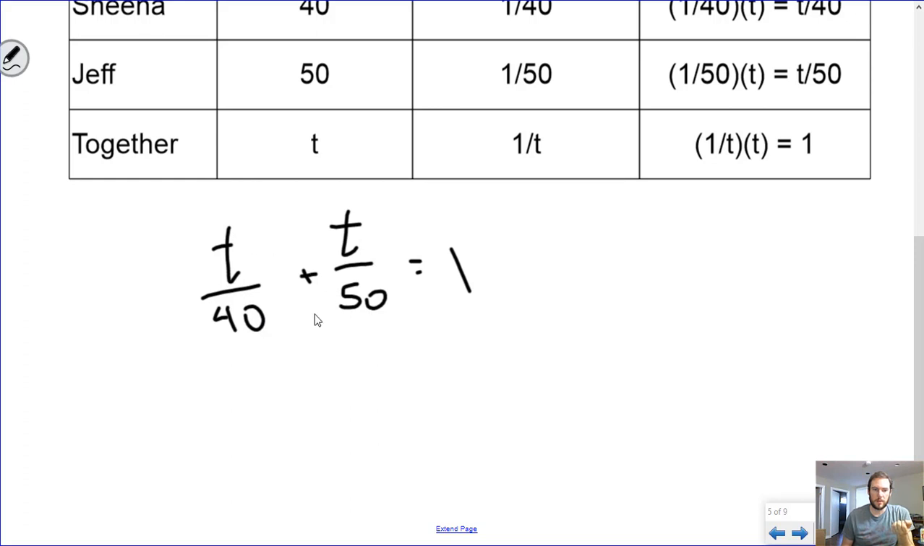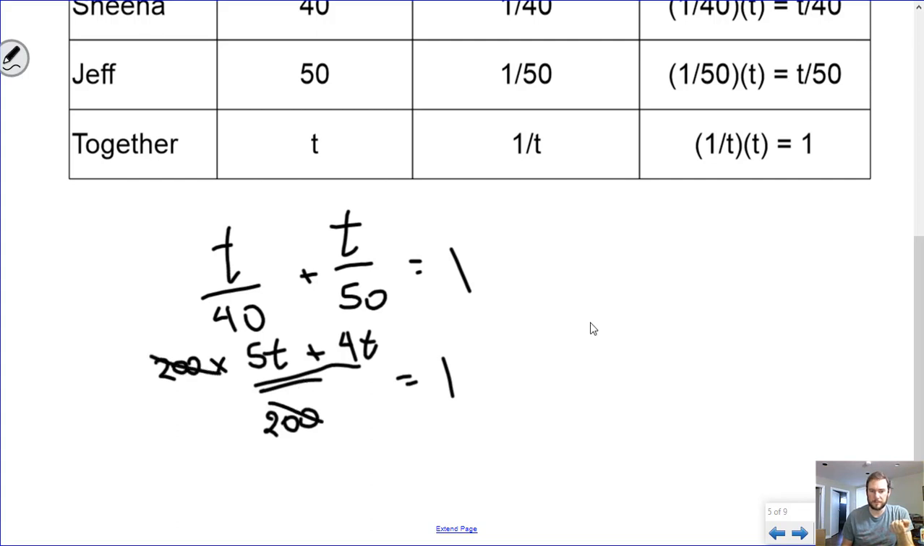So common denominator here would be 200. All right, so this is going to be 5t plus 4t equals 1. Okay, now it's just a matter of solving for t. And the nice thing here is we can multiply both sides by 200, right? Because this 200 will cancel out with this 200.